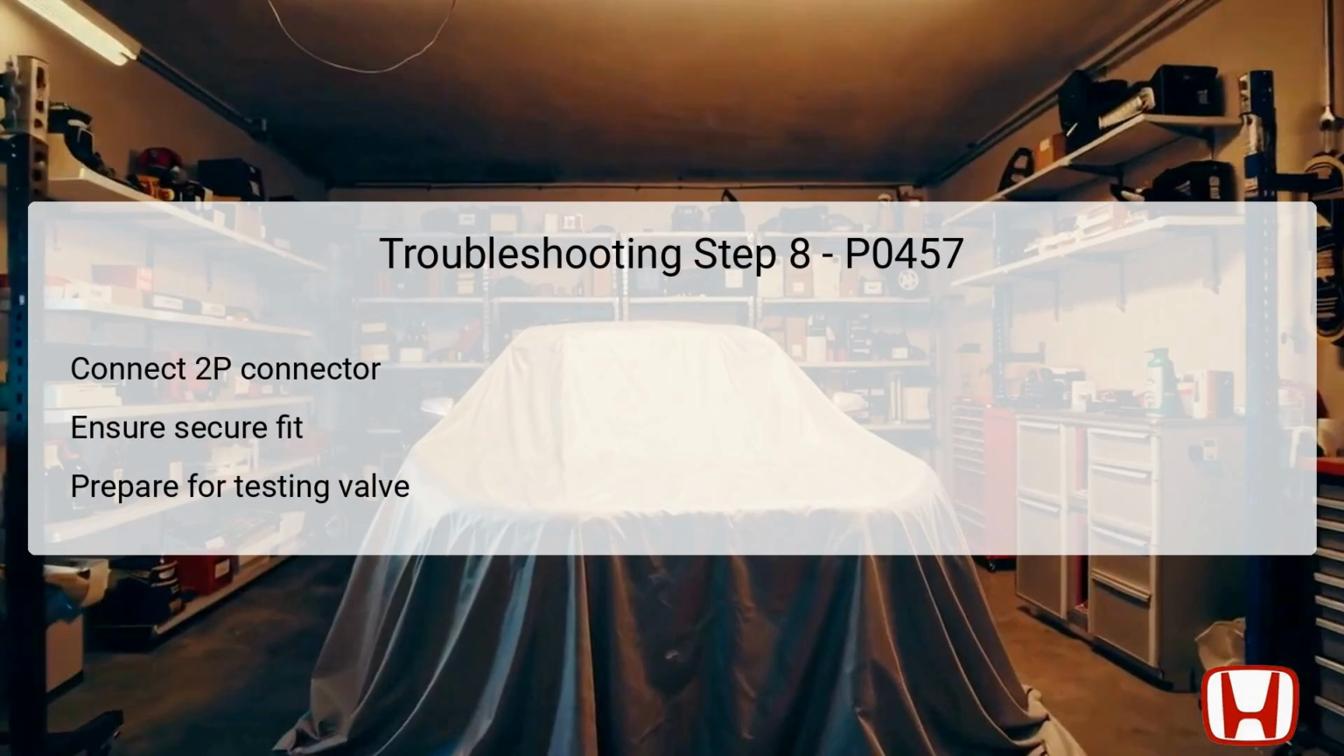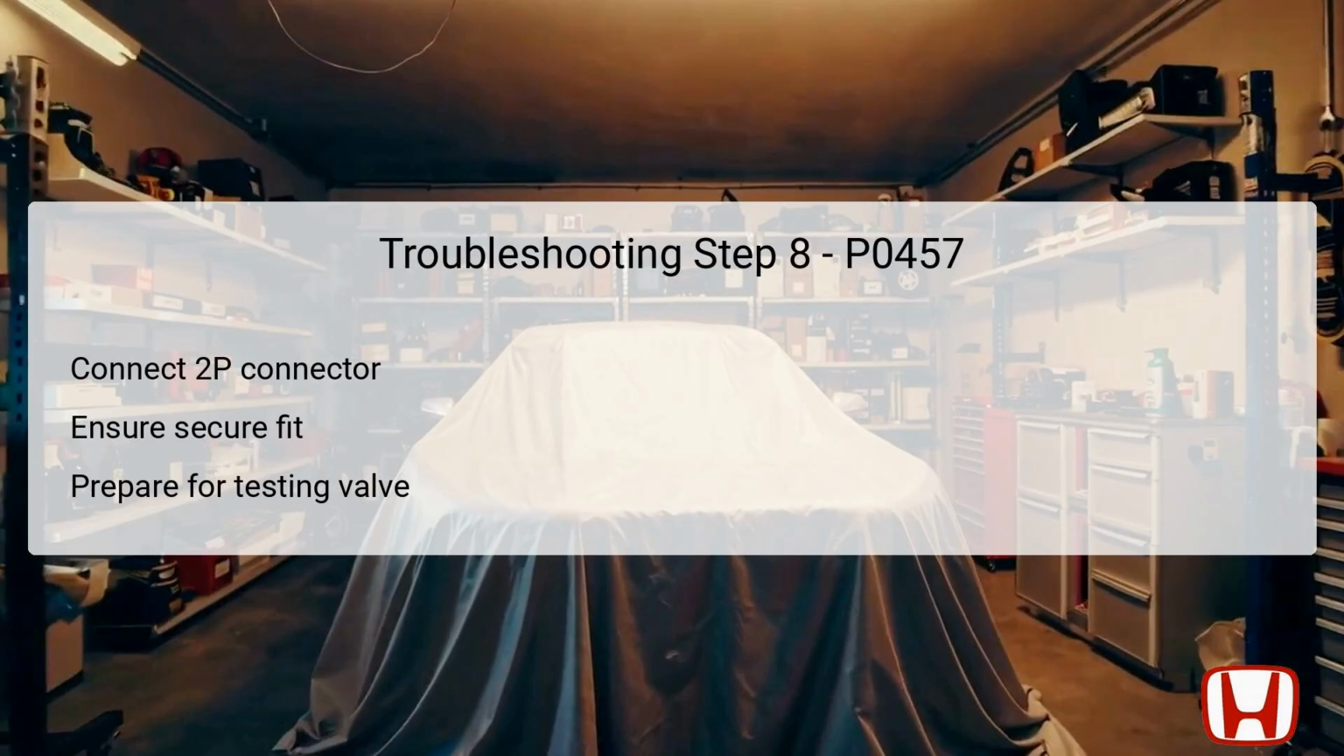The 8th troubleshooting step requires the technician to connect the 2P connector to the EVAP canister vent shut valve. The 2P connector typically refers to a two-position connector used to establish electrical connectivity between the valve and the vehicle's onboard system. Establishing a secure connection is vital to enable accurate readings and diagnostics. If the connection is not firm, the diagnostic tests may yield incorrect or non-indicative results, wasting valuable time and effort.